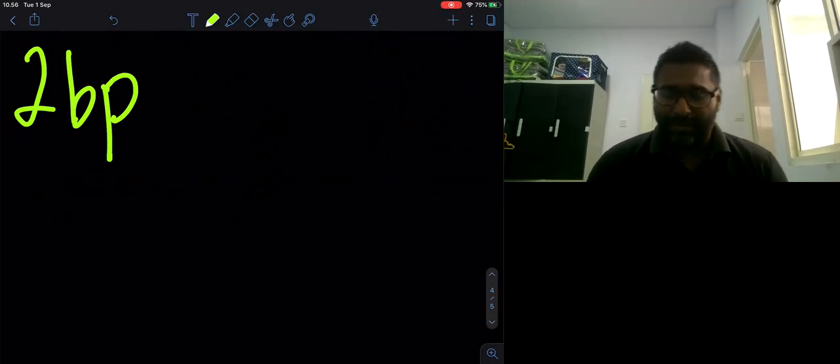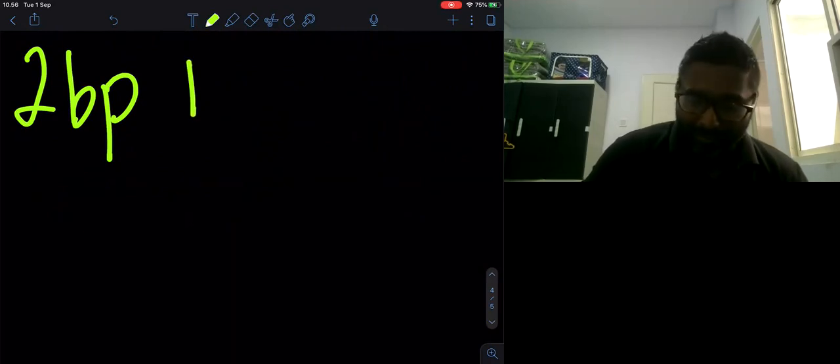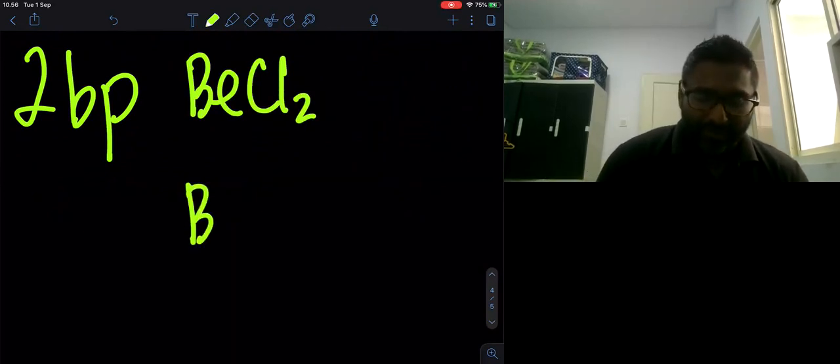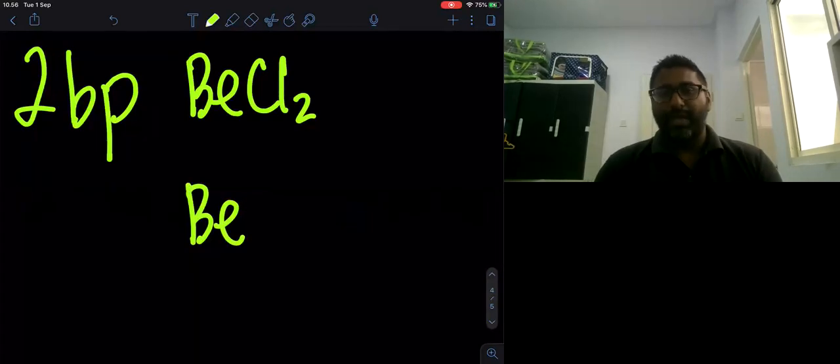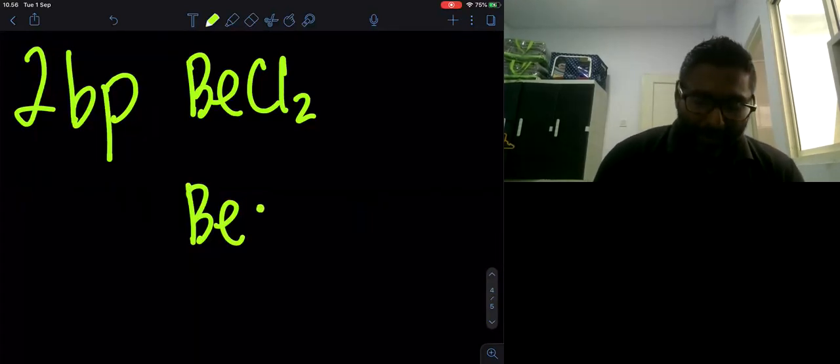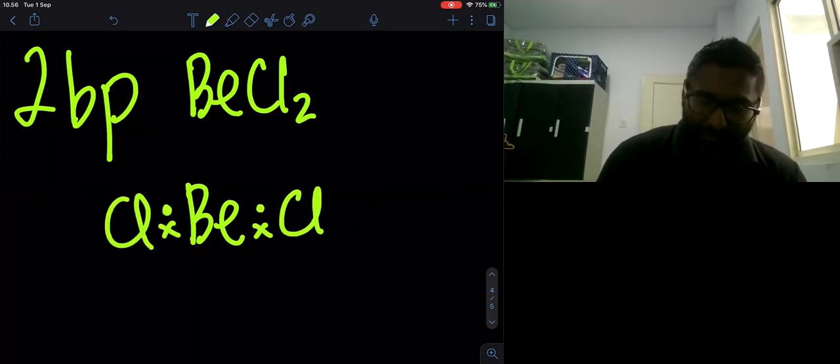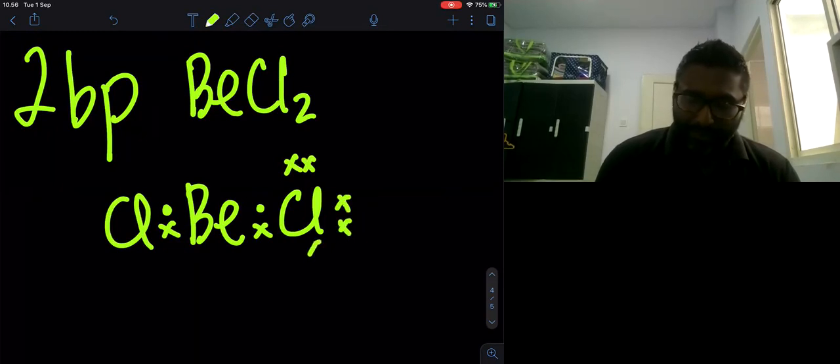For example, if you have a compound that has only two bonding pairs, what is going to be the shape? An example of those compounds is BeCl2. So if I want to draw BeCl2, beryllium is group 2, so it has two valence electrons. When I draw, I will draw something like this: Cl, Cl, X, X. I have everything; I just put it over here.